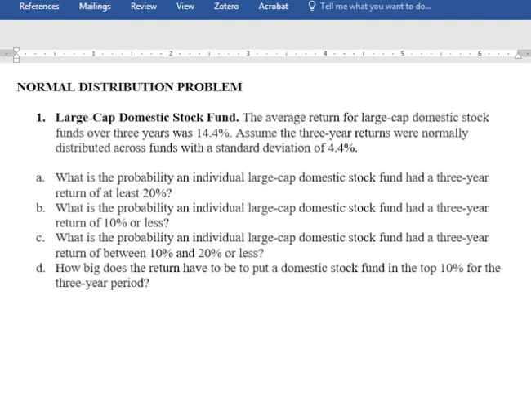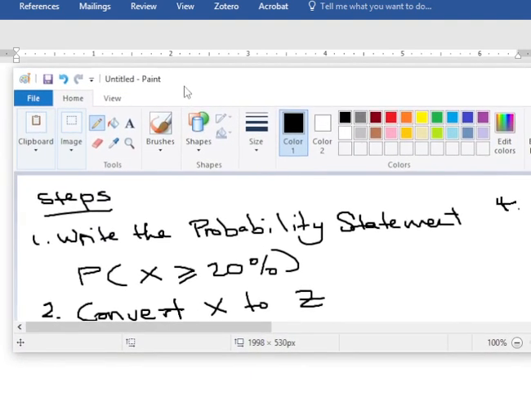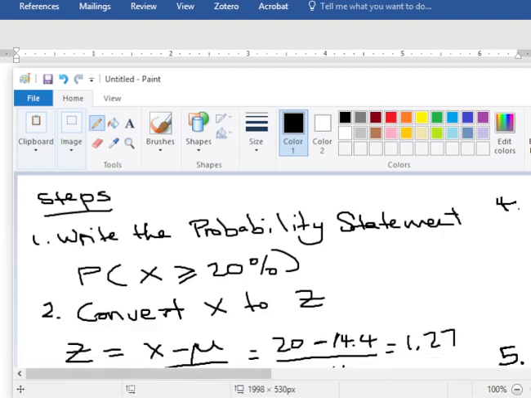So here are the steps we want to take when we do these kinds of problems. For step 1, make sure you write down the probability statement. In this case, it's the probability that x is bigger than or equal to 20%. So at least means bigger than or equal to.